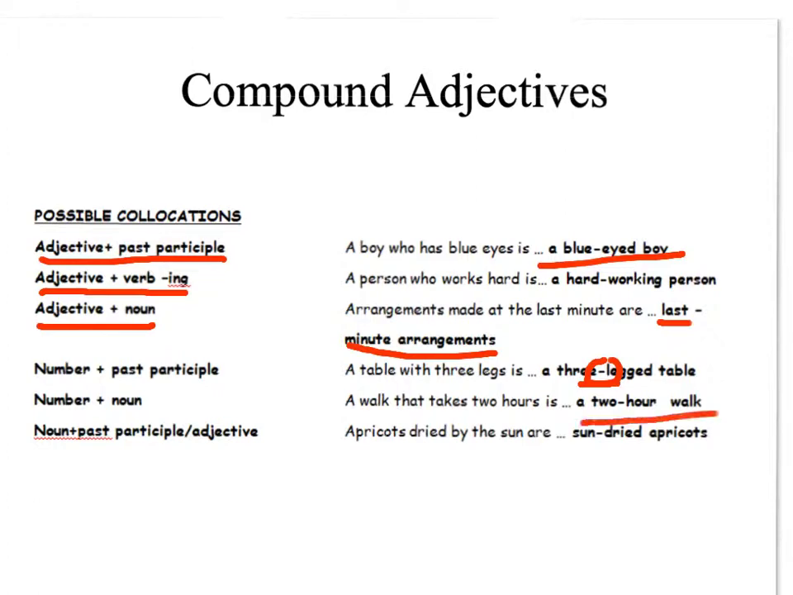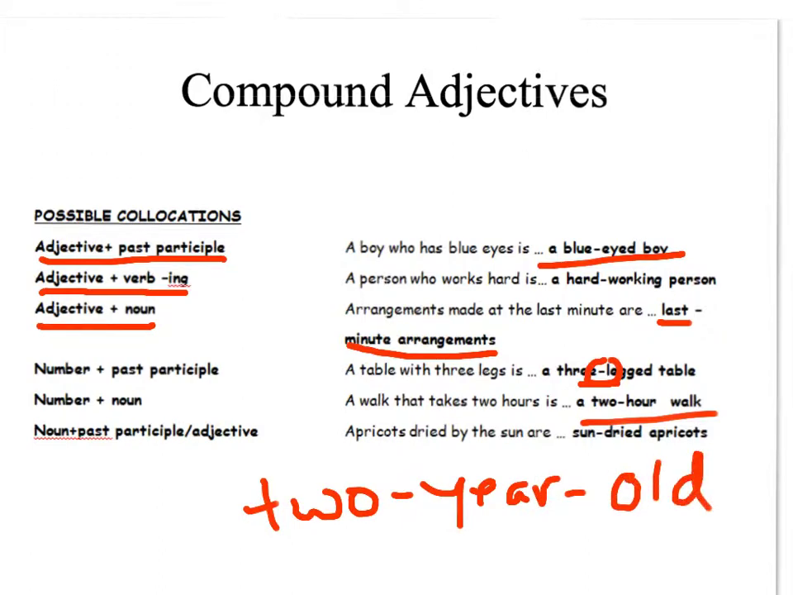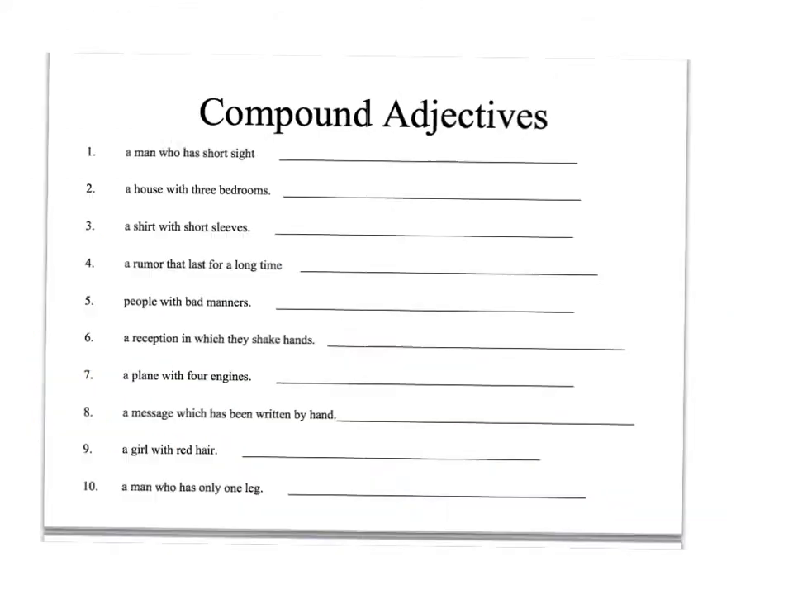You see a lot of confusion with this when people are talking about how old they are. The baby is 2 years old. Then of course you don't need a hyphen. But if you use it as an adjective and you say it is a 2-year-old baby, then you would have to say a 2-year-old baby, and you hyphenate it. Finally, a noun plus a past participle or adjective. Apricots dried by the sun are sun-dried apricots.